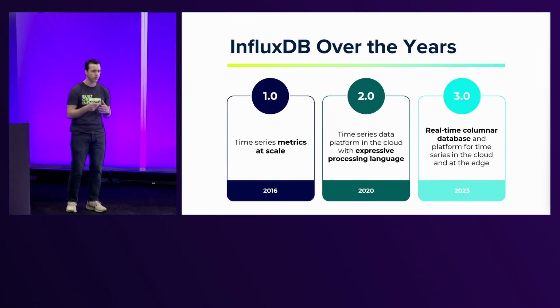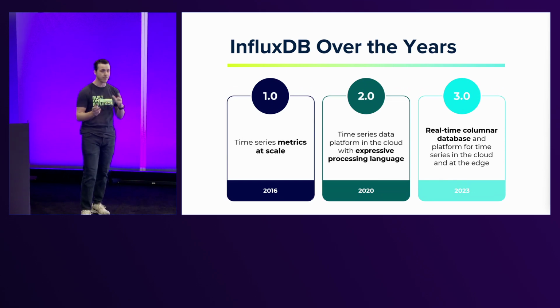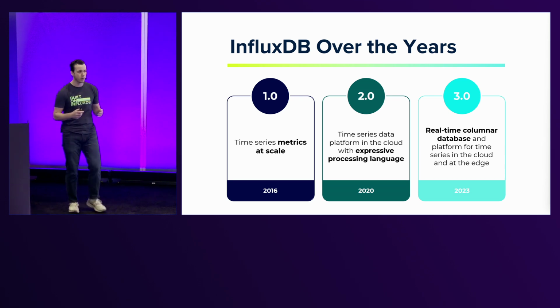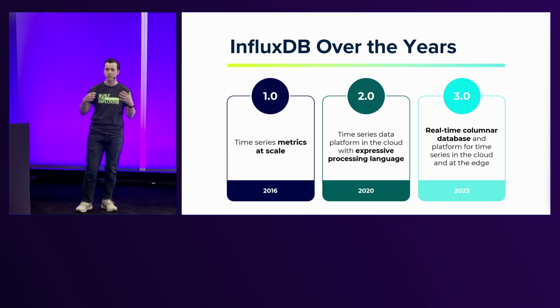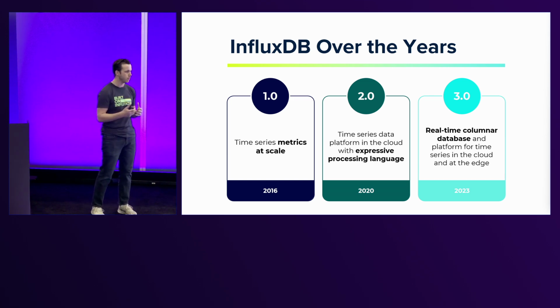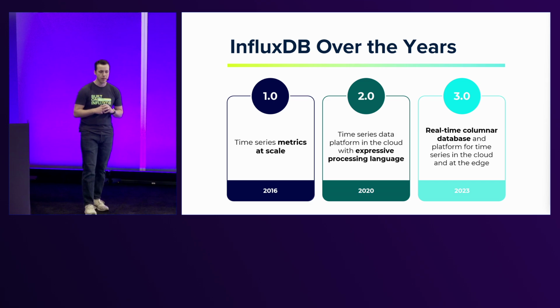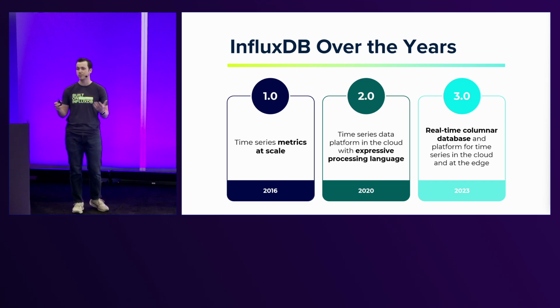And just a little bit more, so InfluxDB over the years, right? Back in 2016, even further back than that, starting at Y Combinator, we released 1.0, which was really about metrics at scale. How do you actually take and ingest a ton of different data? We're talking millions of data points, and how do you actually keep all of that actively being processed, transformed, and understood? And then we released 2.0 in 2020, which was the platform in the cloud with an expressive processing language.